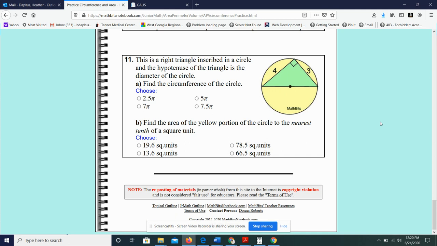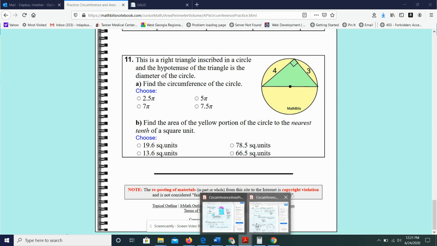Okay, so this is the last one. We've got a right triangle here, okay? This is the hypotenuse of that right triangle. So they're wanting the circumference and the area, but for that, we need to know how long this is. Do y'all remember what we would use for that? And I'm hoping you're thinking the Pythagorean theorem.